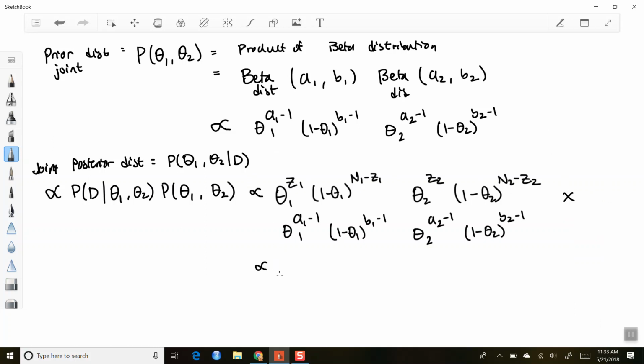All right, so this is going to be proportional, and so we have to just combine all of the terms. So I got theta 1 to the z1 plus a1 minus 1, 1 minus theta 1 to the n1 minus z1 plus b1 minus 1, theta 2 to the z2 plus a2 minus 1, 1 minus theta 2 to the n2 minus z2 plus b2 minus 1.